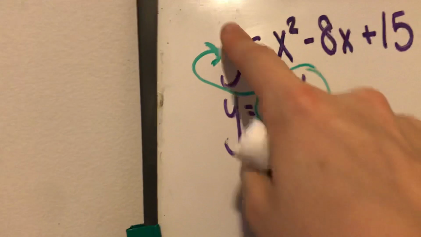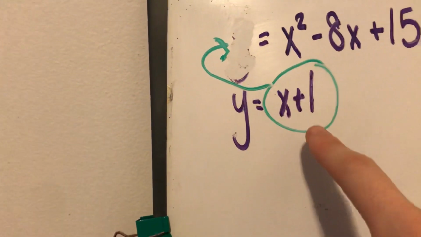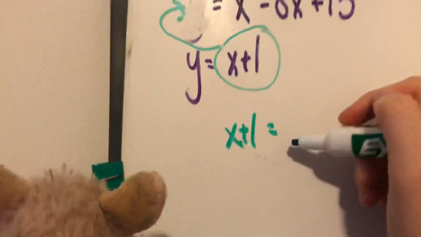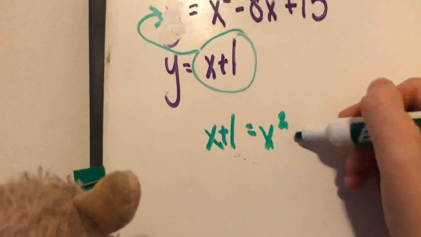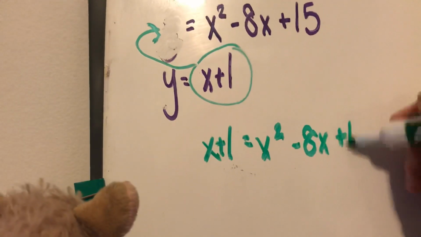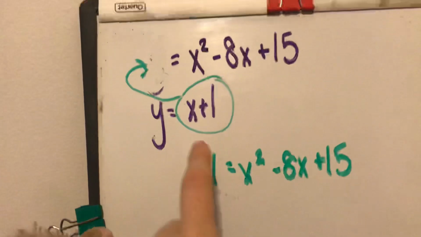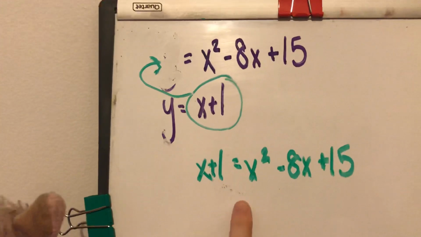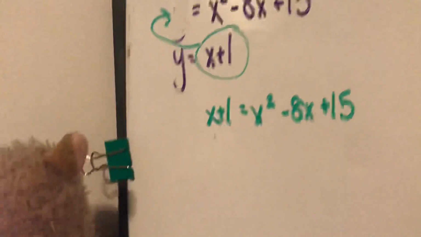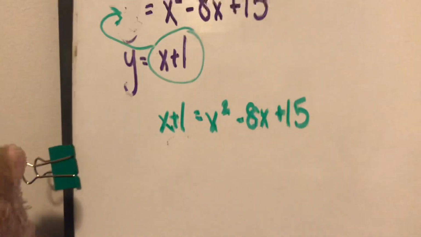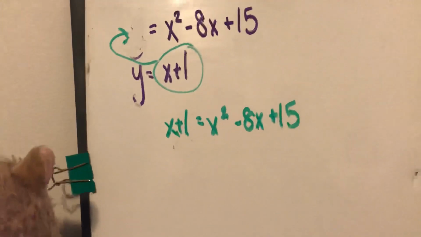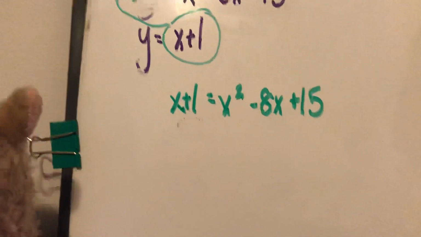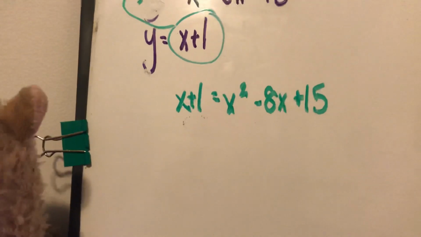If I erase this y and substitute that in for it, I'm going to have x plus 1 equals x squared minus 8x plus 15. I literally just took this x plus 1 and substituted it in for y because that's what it's equal to. And now you have an equation that you know how to solve already. This is what you were doing on Thursday, when you had two variables on the side of your equation. So the first thing you had to do was set both of my equations equal to 0.